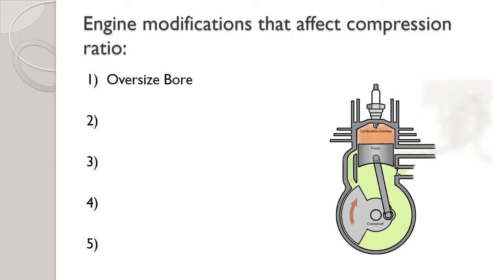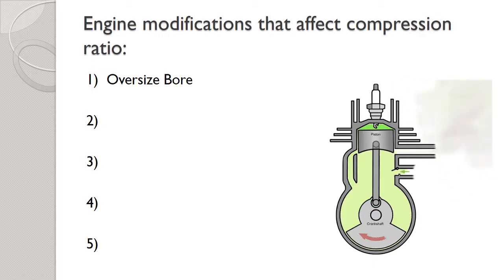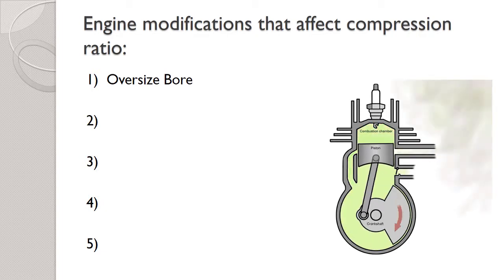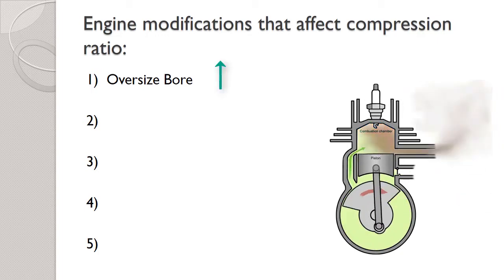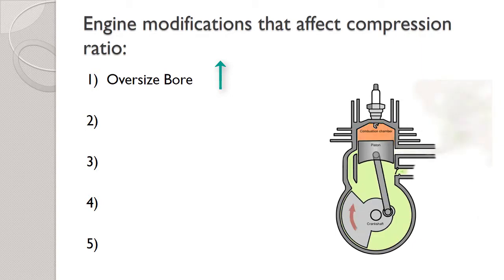Of course, you might oversize the bore, that is to say, overbore it, and put in larger pistons, and that typically causes the compression ratio to go up because you're stuffing more air and fuel into the same space at the top of the cylinder.